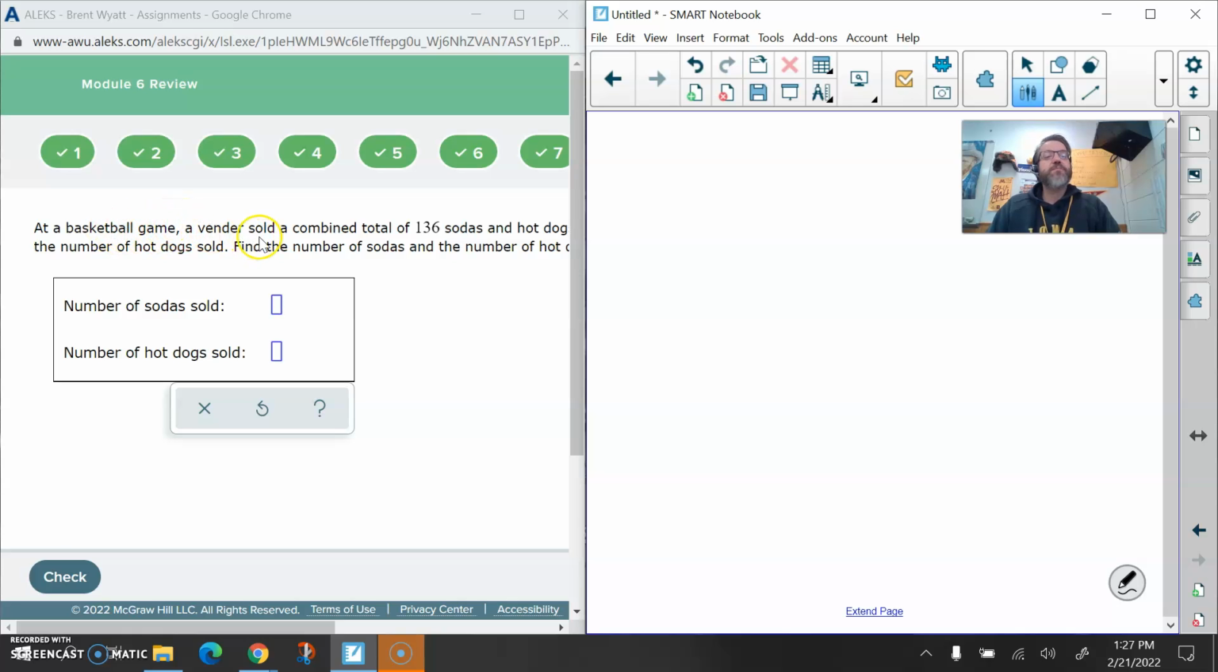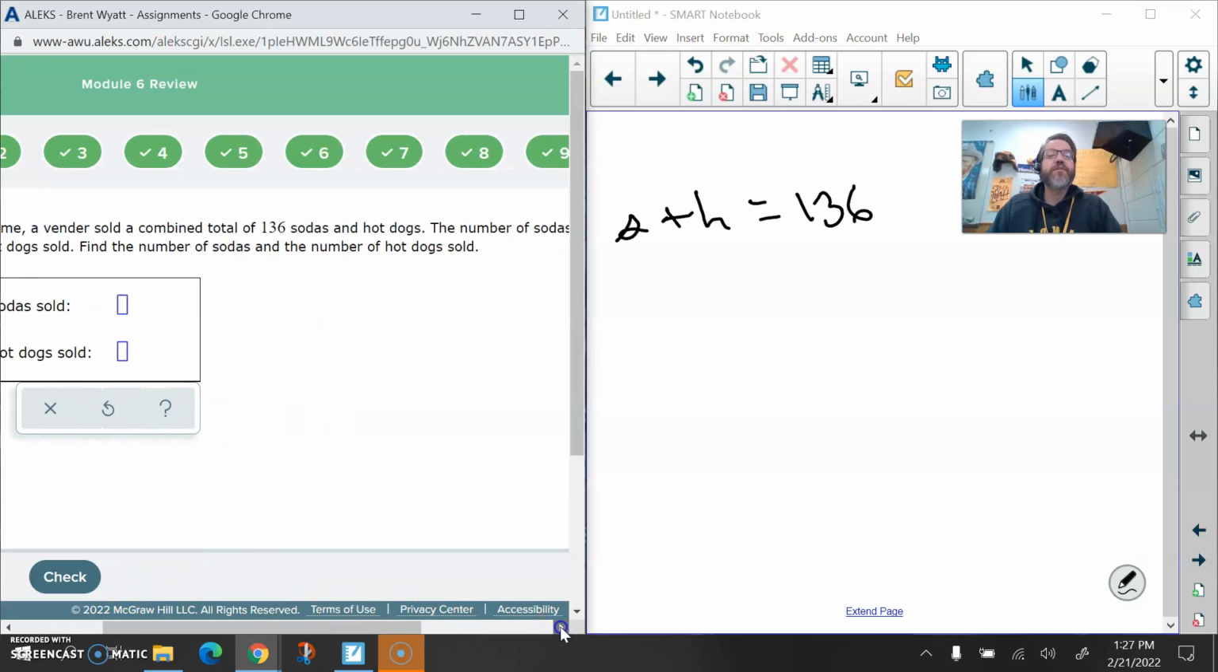At a basketball game, a vendor sold a combined total of 136 sodas and hot dogs. So let's call the sodas S. Let's call the hot dogs H, because those are good variables to represent those two things. And they sold a total of 136. So I'm going to say S plus H, the sodas plus the hot dogs that were sold, equals 136 total items.